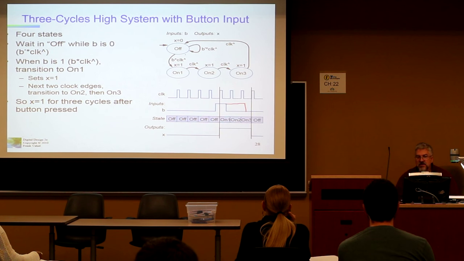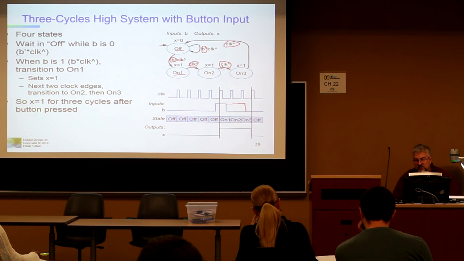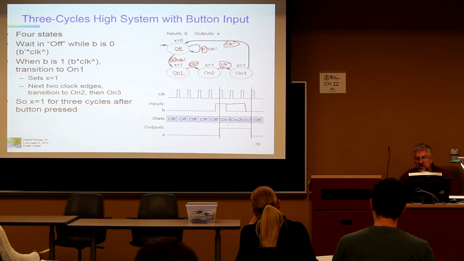Why is that? Because look at my finite state machine. My state diagram says, if I am not pressing the button and there's a rising edge of the clock, I just stay here. However, if I am pressing the button on the rising edge of the clock, then I will move from this state to this state, meaning that I'm going to now ignore the button for the next three rising edges of the clock. Because notice I don't have a B and clock.